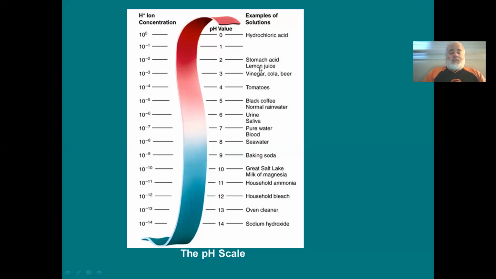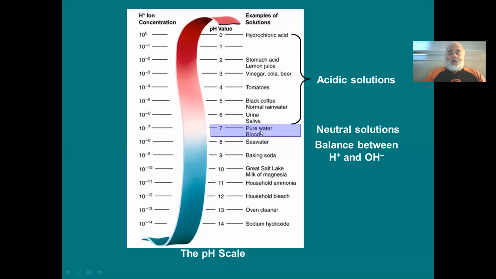And I'll show you some other examples on the other end of the scale. So these are the acids, acidic solutions, going all the way up to just below pH 7. And at pH 7, we have what's considered neutral. We have a balance, a neutral pH, where the OHs, the hydroxides, and the Hs, the hydrogen ions, are in relative balance in the solution. Neutral pH, pH 7.